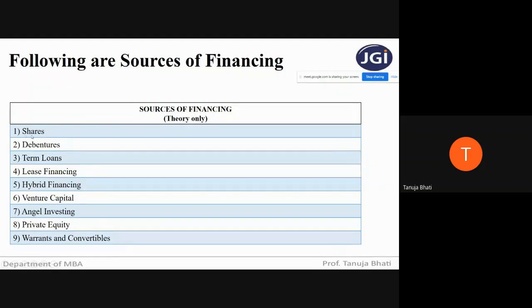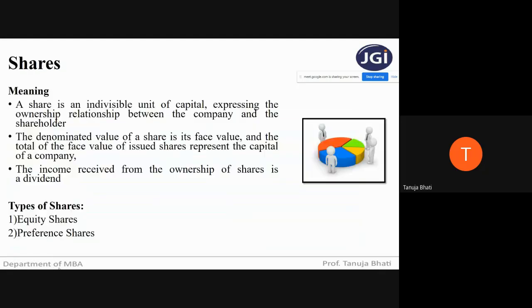So first is shares, second is debentures, third term loans, fourth lease financing, fifth hybrid financing, sixth venture capital, seventh angel investing, eighth is private equity, ninth is warrants and convertibles. Some of these sources of finance we have already covered in module number 1, but let us go through it. So first let us understand how a company can raise finance by issuing shares.